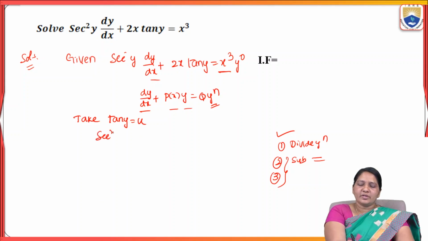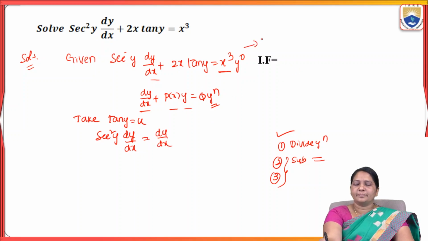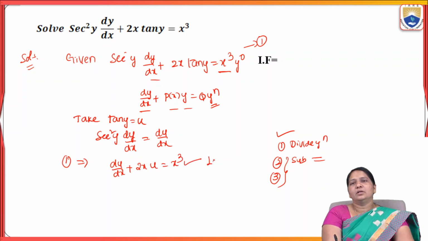So secant square y dy by dx, I am doing differentiation with respect to x. So secant square y dy by dx equal to du by dx. So now I am going to replace this value in the equation 1. Then equation 1 becomes du by dx plus 2x into u equal to x cube. Now it is in the linear differential equation form. So that means second step also completed. What is the third step? So we should have the linear differential equation form.